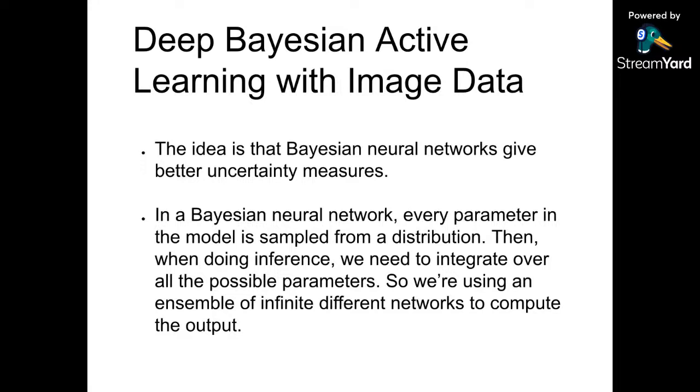Like we talked about in query by committee, we have different types of models, and we see if they are confused in predicting the actual label. If they are confused, then the sample should be in our data set. In deep learning, we can train five different models and choose if it is confusing. In deep Bayesian active learning, every parameter is sampled from a distribution during training. When inferencing, we integrate over all the possible parameters, so we can choose infinitely many models to compute the output and see whether it is confusing or not.